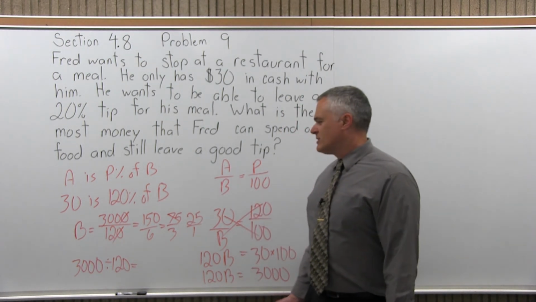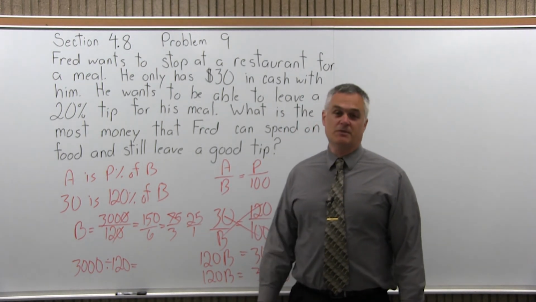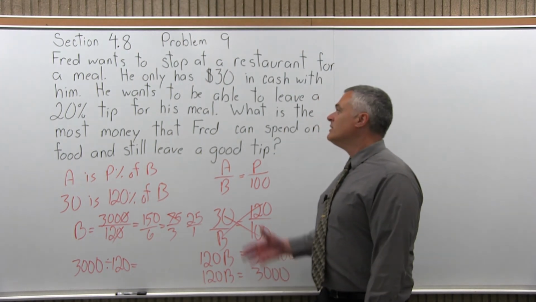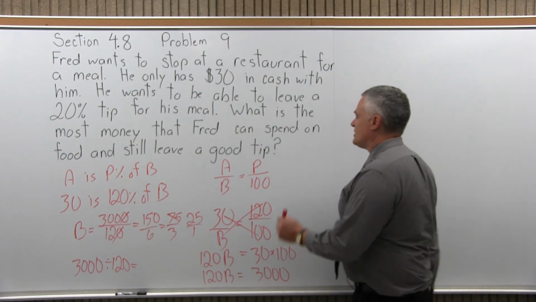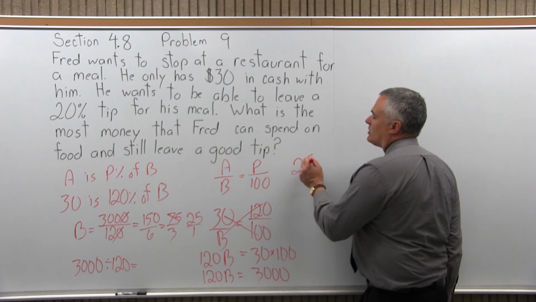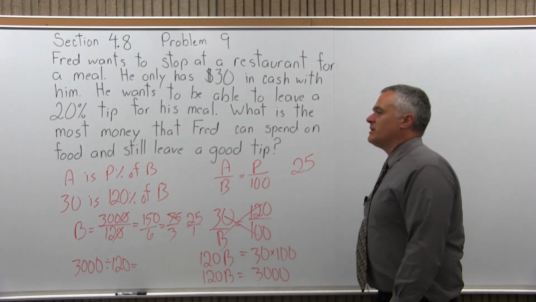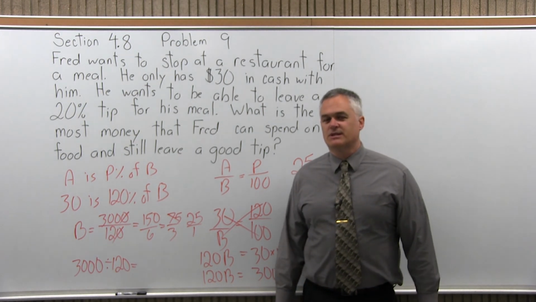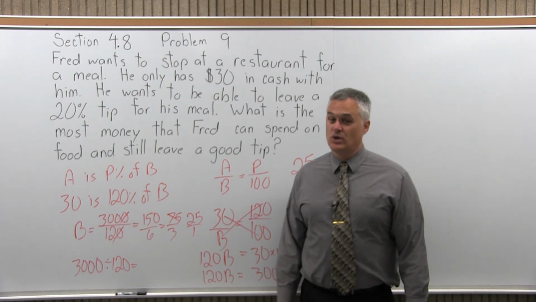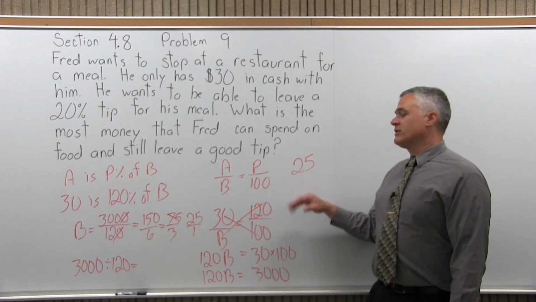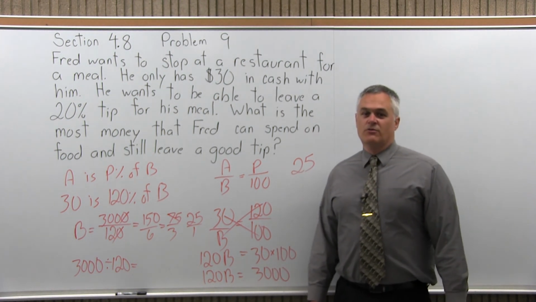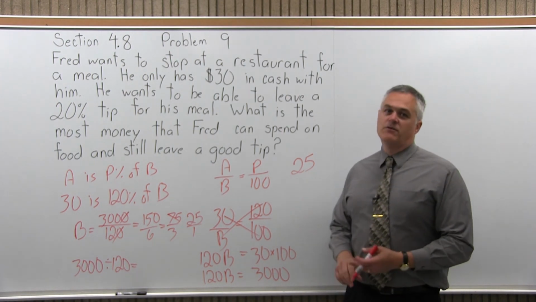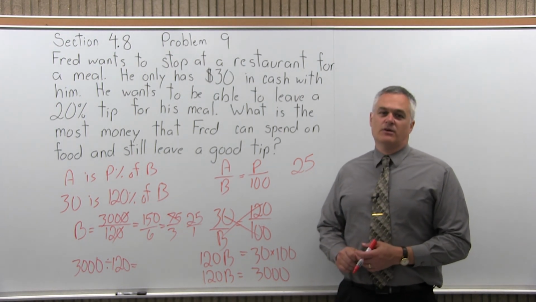So what is 25? What does that mean? Well, that's the most Fred can spend on his food and still leave a reasonable tip. So we can go up to $25 on the food and still leave a 20% tip. Now, if you want to make this a realistic problem, you have to factor in a meals tax also. So you'd even want to peel that 25 back a little bit from there. So that way you can pay for your food, pay for your tax, and then leave a good tip.